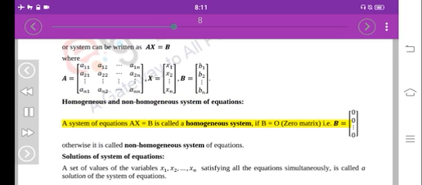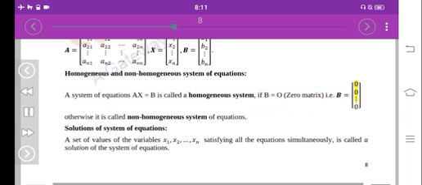Homogeneous and non-homogeneous system of equations. A system of equations AX equals B is called a homogeneous system if B equals the zero matrix, that is, B is the column of zeros. Otherwise it is called a non-homogeneous system of equations.